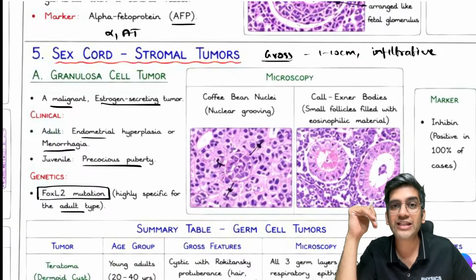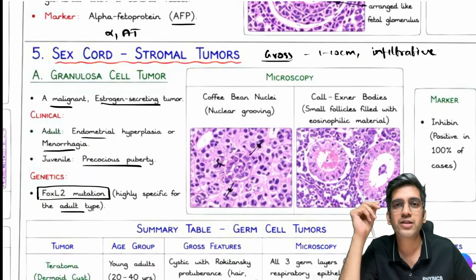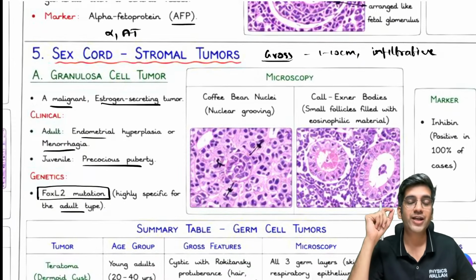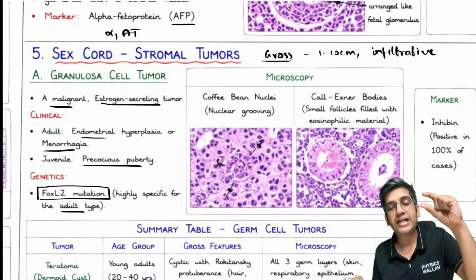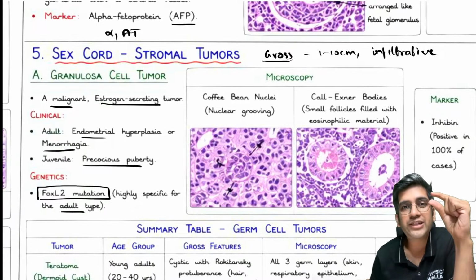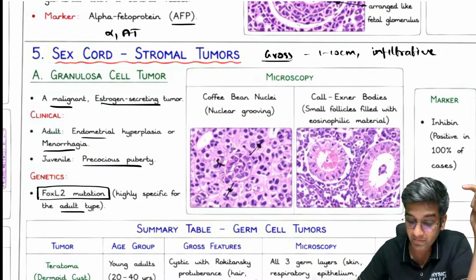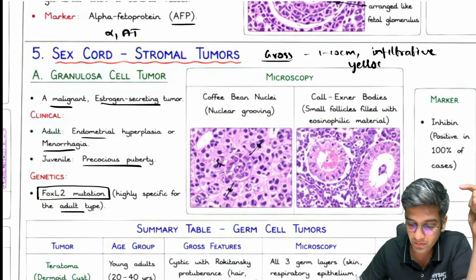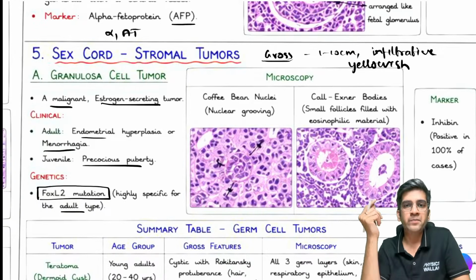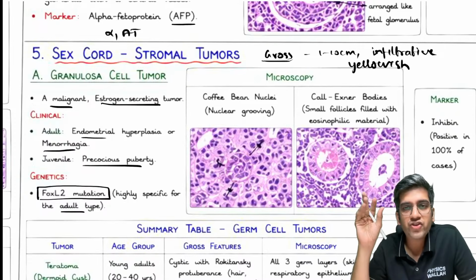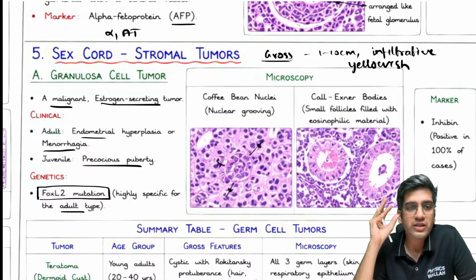Physiologically, we classify them as what hormones? Is it protein? They are steroidal hormones, right? So if a tissue is secreting so much steroidal hormone, will the tissue change color? They will be yellowish because of fat, right? A yellowish tumor, 1 to 10 centimeters, infiltrative, is a granulosa cell tumor.